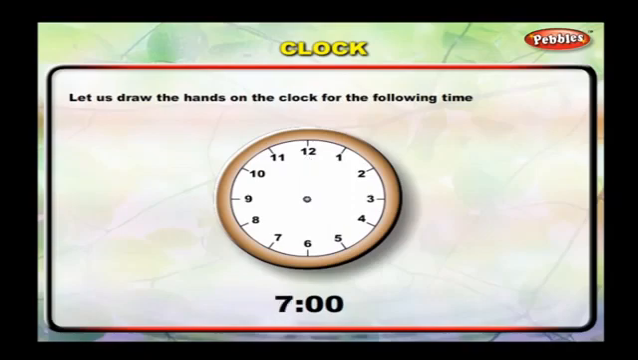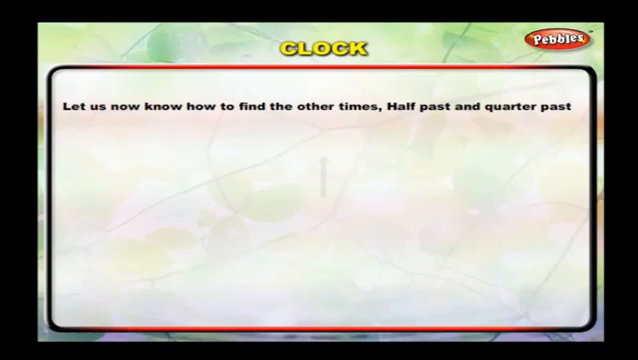7 o'clock. Short hand towards 7 and the long hand towards 12. 2 o'clock. Short hand towards 2 and the long hand towards 12. Let us now know how to find the other times, half past and quarter past.